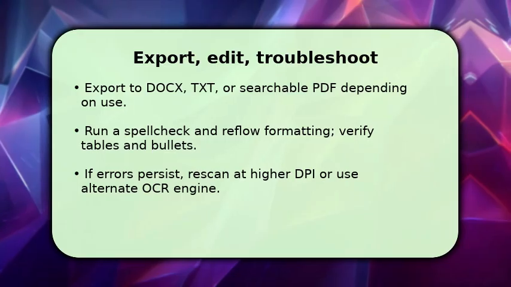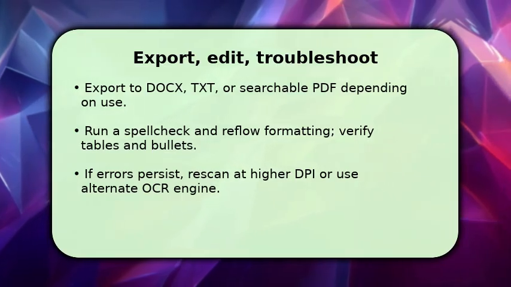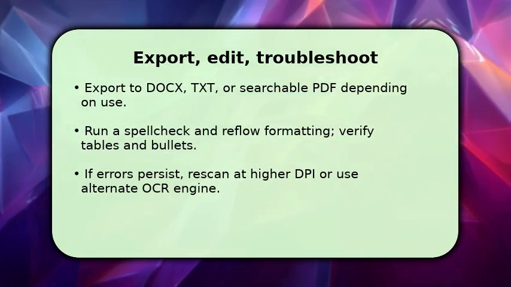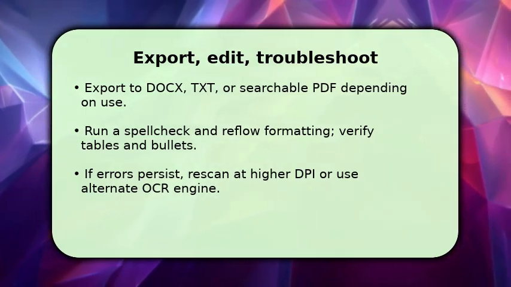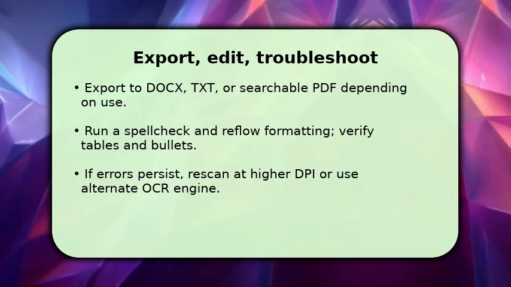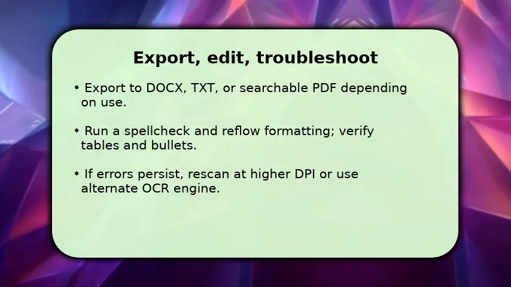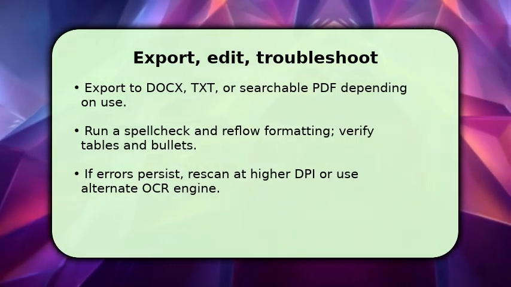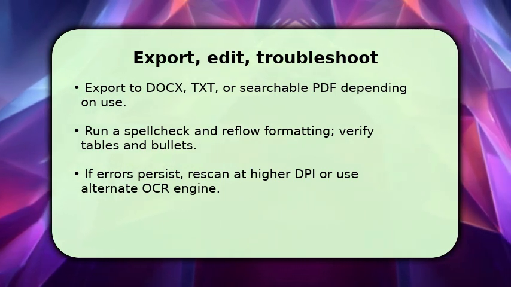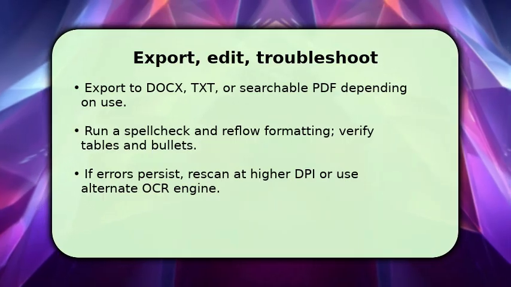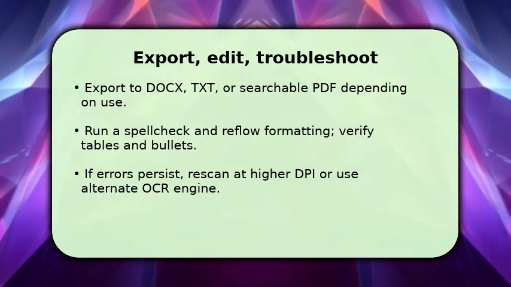Once exported, run a spell check and reflow paragraphs, fix fonts, spacing, and reconstructed tables. Make sure to compare critical numeric data and dates against the original image. If persistent errors appear, rescan at a higher DPI, improve lighting, or try a different OCR engine. Often switching engines resolves language or font-specific misreads.